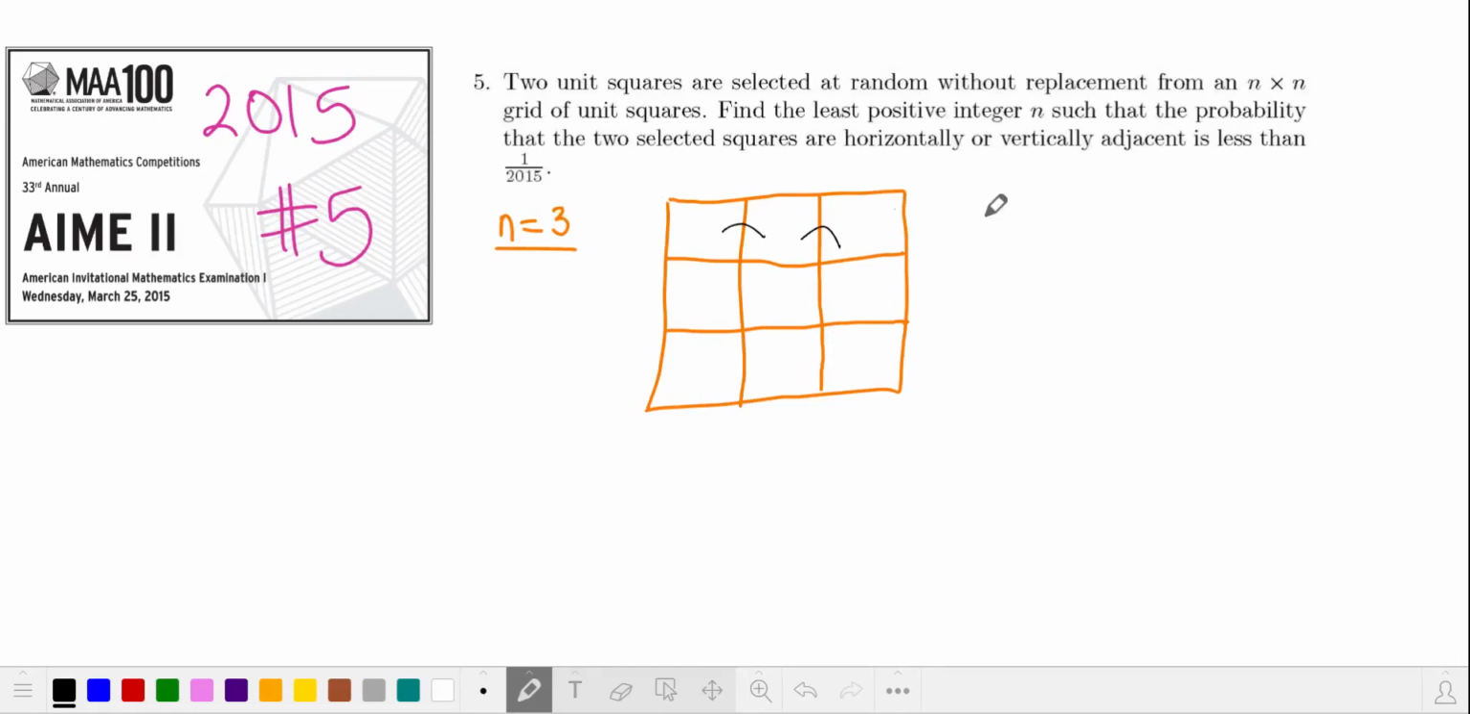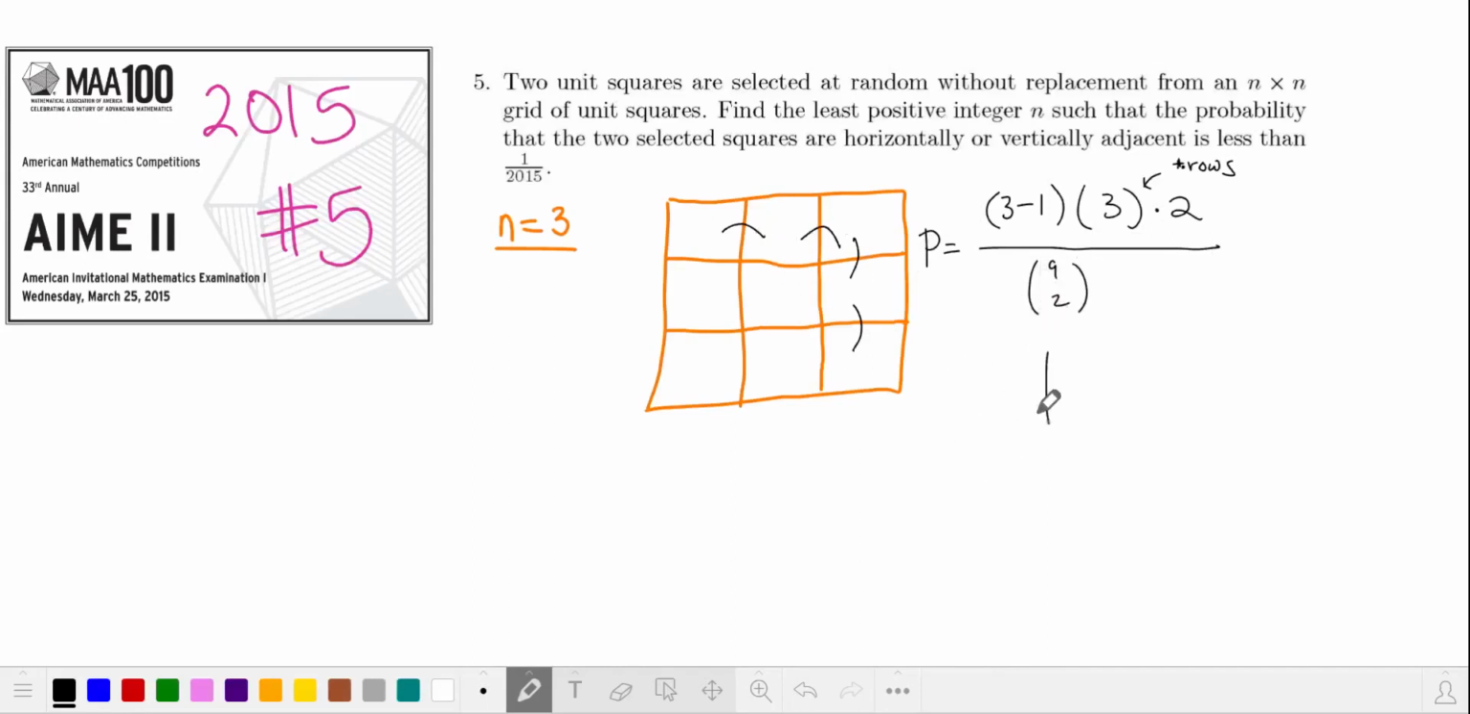We get that from n, that's 3 minus 1. That's per row, and we have 3 rows. The same quantity is true for our adjacent squares oriented vertically, so we'll multiply that by 2. That's the numerator of our probability. The denominator is just 9 choose 2, the number of ways of choosing 2 squares out of 9.